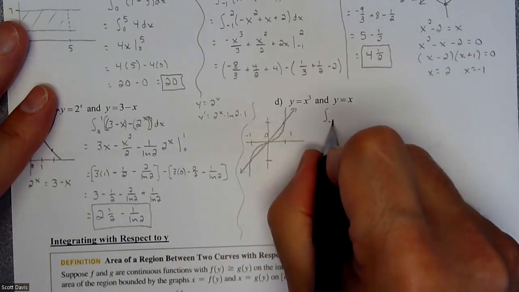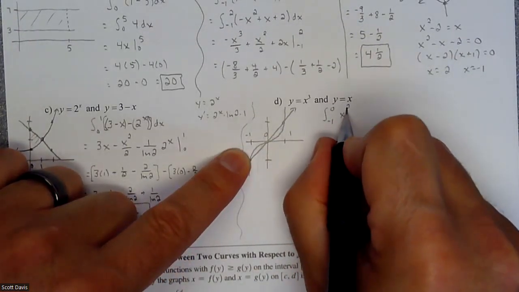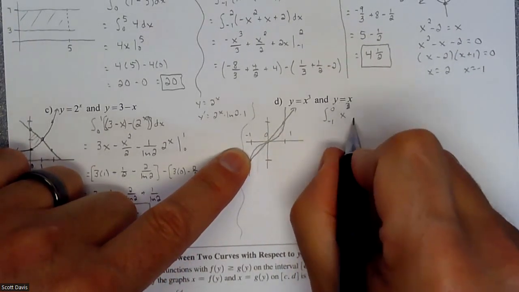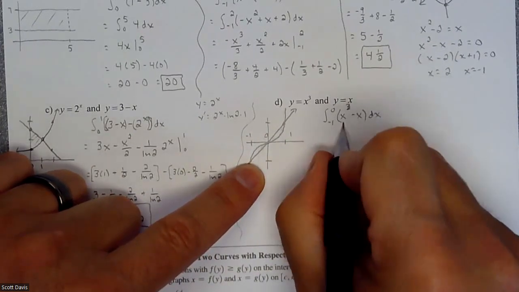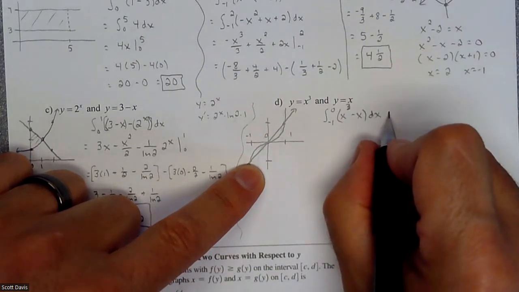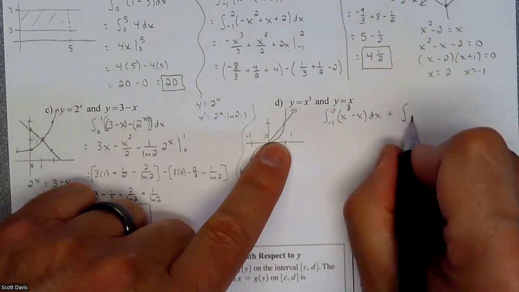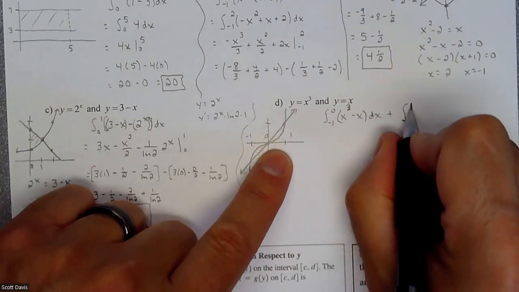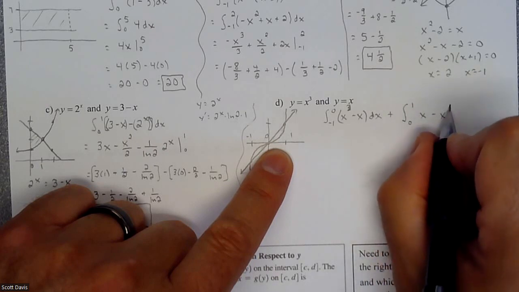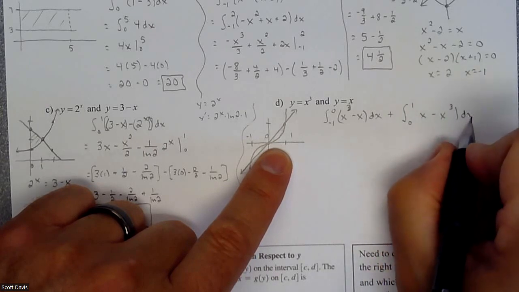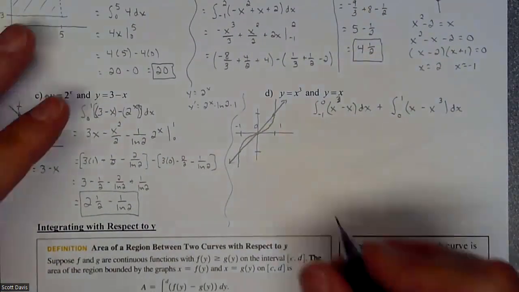So from negative 1 to 0, we have the cubic on the top minus the linear. So we'll be doing that antiderivative. And then plus, on this section here, we're going to have the linear. So from 0 to 1, we're going to have the linear minus the cubic. Okay, so kind of two problems in one. Well, let's just go through it.